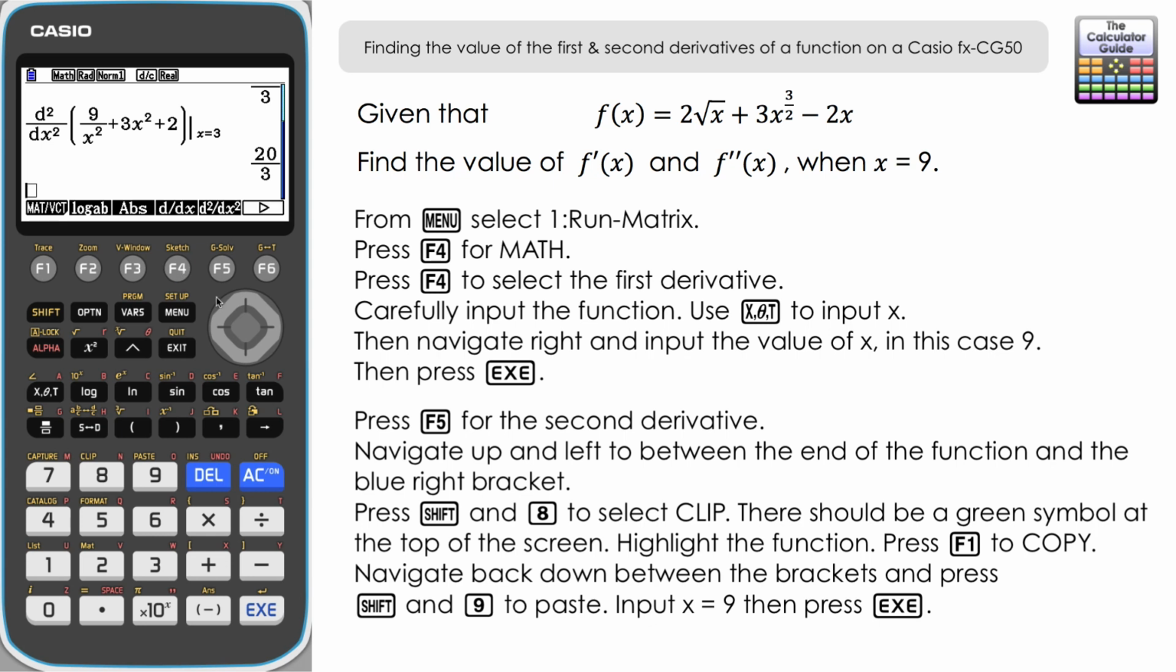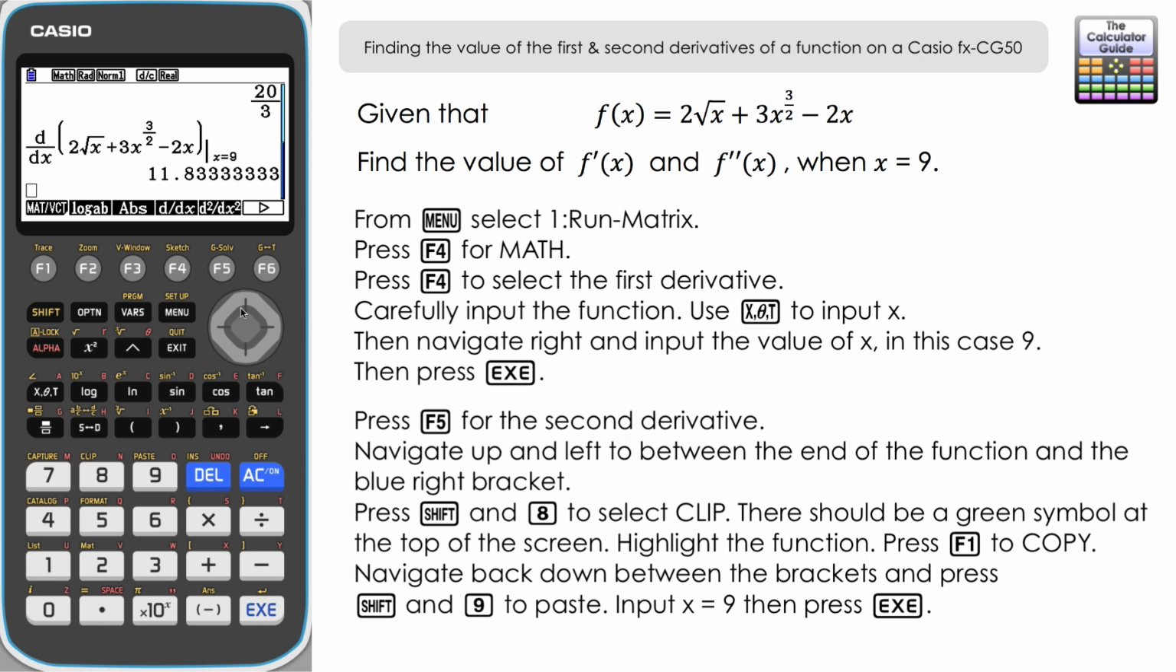Okay, so first job is to press d by dx, and we want to type out our function in the brackets or parentheses. I've sped the video up here, but you take your time to input that correctly. And then once you're done, navigate right to the x entry, and we want to put in a value of x equals 9. So function in, x equals 9, press execute, and this time it's given us a decimal answer, which is fine, maybe that's what you want.